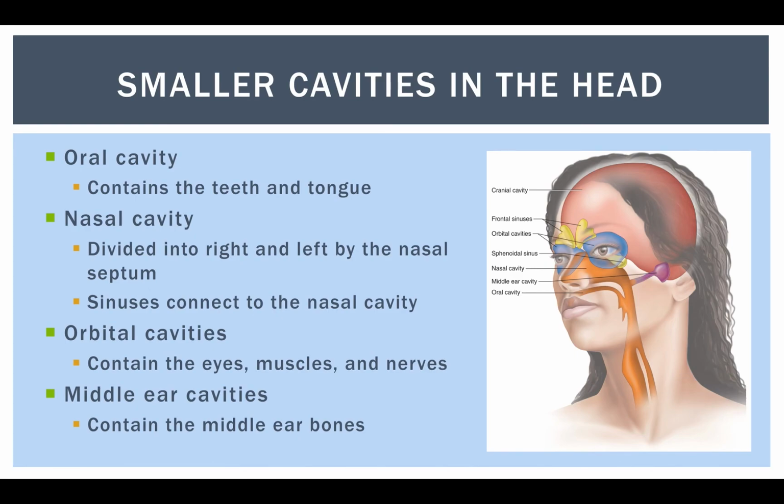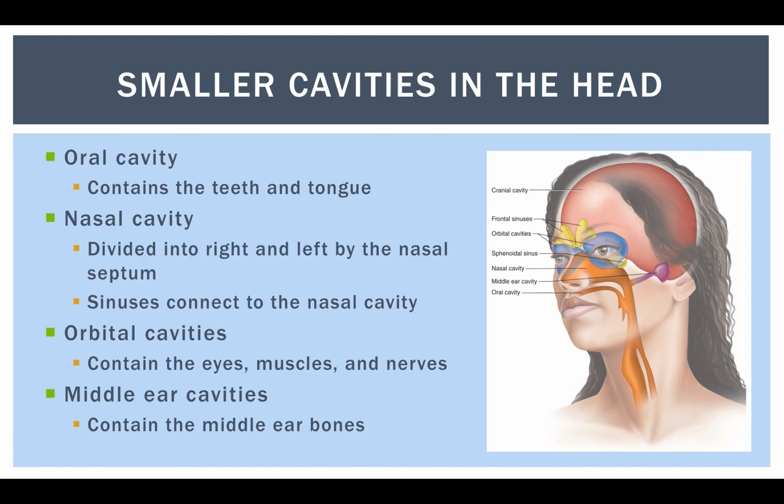It's divided into right and left halves by the nasal septum. Sometimes this nasal septum can be deviated, so it can be off to one side or another, whether through the way you were born or through injury, like breaking your nose. And sinuses, or other open hollow spaces in your head, connect to the nasal cavity.